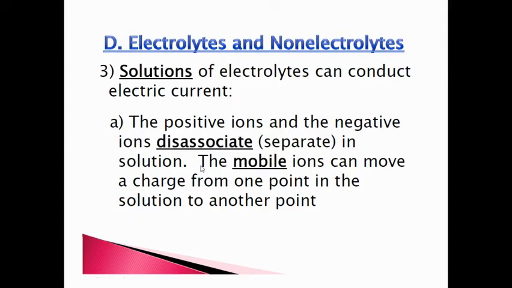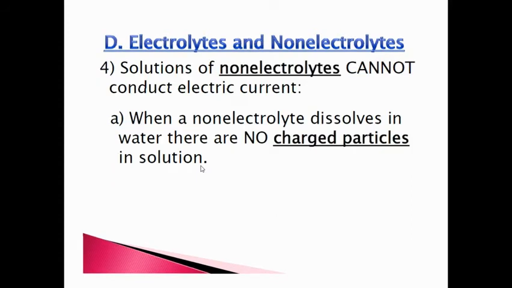So solutions of electrolytes can conduct an electric current. The positive ions and the negative ions dissociate. They separate into a solution, and then those mobile ions can move a charge from one point to another, which is why they conduct electricity. Okay? So solutions of non-electrolytes cannot conduct electric current. When a non-electrolyte dissolves in water, there's nothing charged. You didn't ionize, you didn't dissociate. So there are no charged particles in solution. Therefore, there's no pathway for the movement of electrons to carry current.